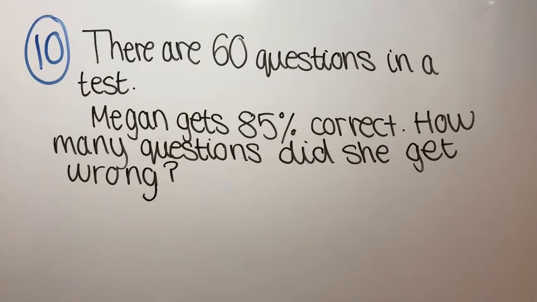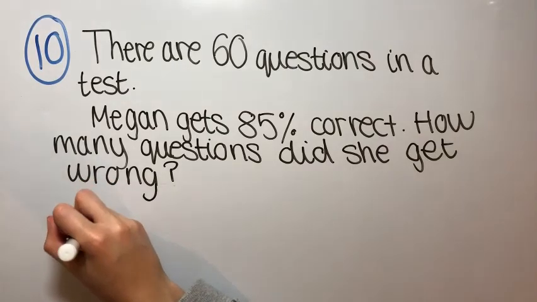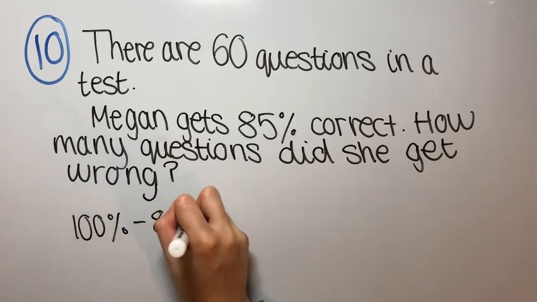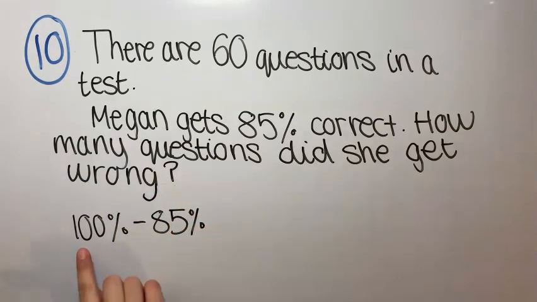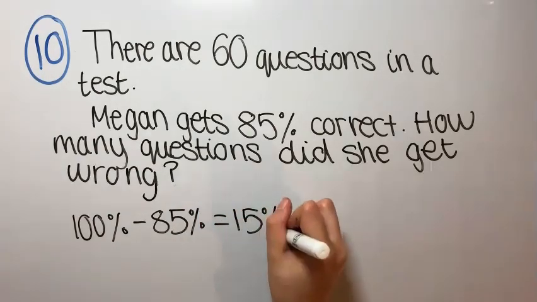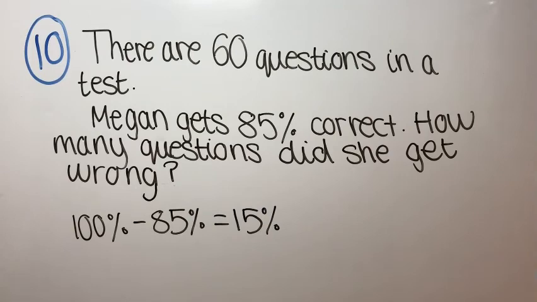Question 10. There are 60 questions in a test. Megan gets 85% correct. How many questions did she get wrong? Now, to work out what percentage she got wrong, we're going to be doing 100% minus 85%. 100 minus 85 gives us 15%. Now we're going to work out what 15% of 60 is.